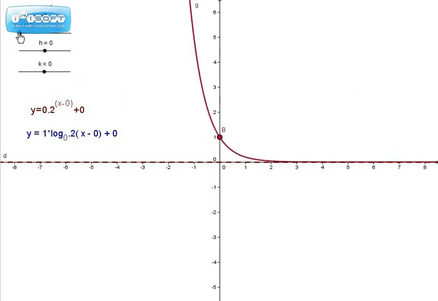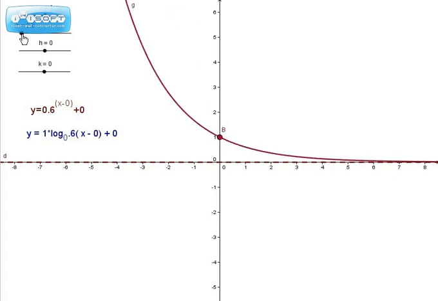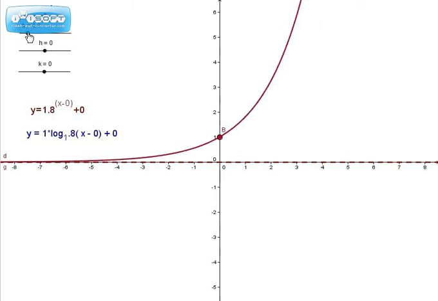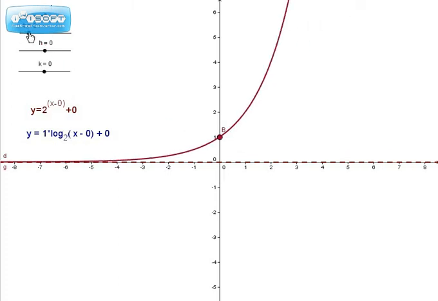If I happen to make it less than 1, but still bigger than 0, then I'll get this downward behavior right there. So 0.2, 0.4, 0.6, any of those are going to have this decreasing look to it. They still go through (0, 1), but they are decreasing now instead of increasing. And once I get past 1, now they start to increase again. So any of those will always exhibit that behavior right there.